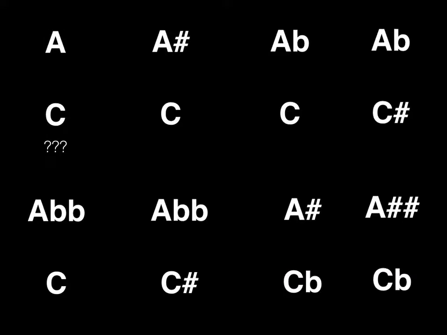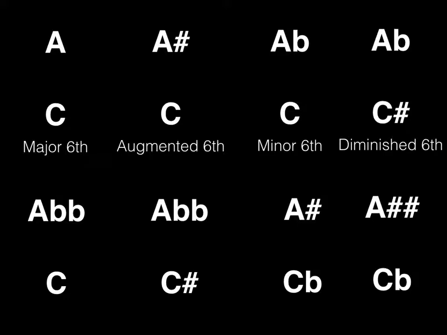Let's look at C to A. C going up to A is a major sixth, because if C was scale degree 1, A would be scale degree 6, but also C to A traverses 9 1/2 steps. C to A sharp would therefore be an augmented sixth because it's a 1/2 step bigger than a major sixth. C to A flat would be a minor sixth because it's 1/2 step smaller than a major sixth.